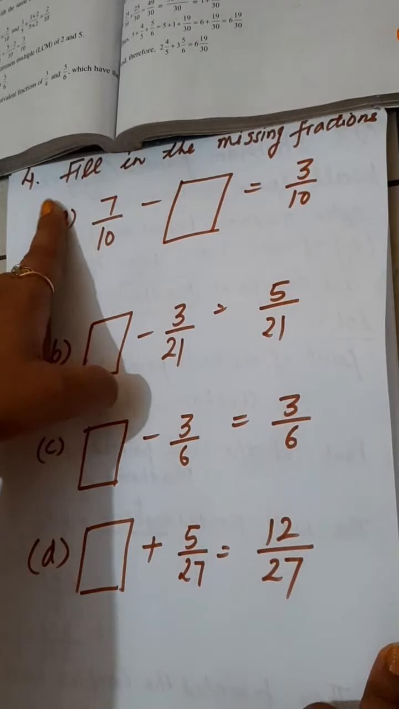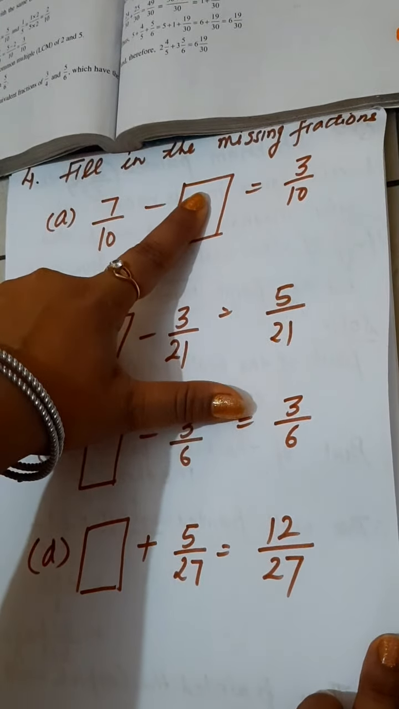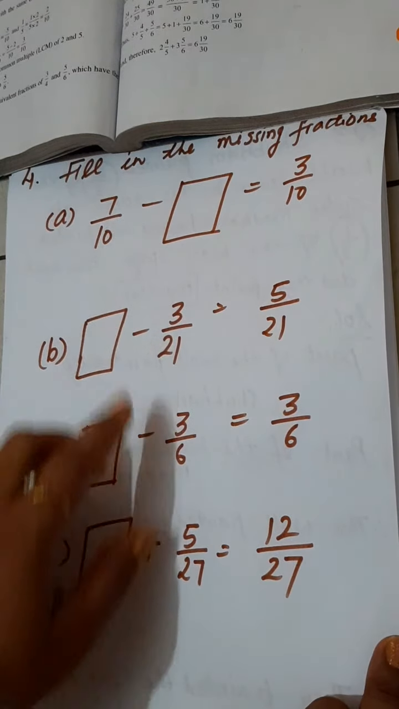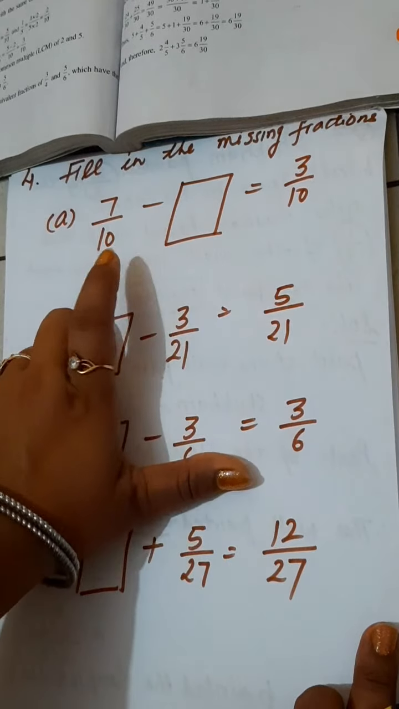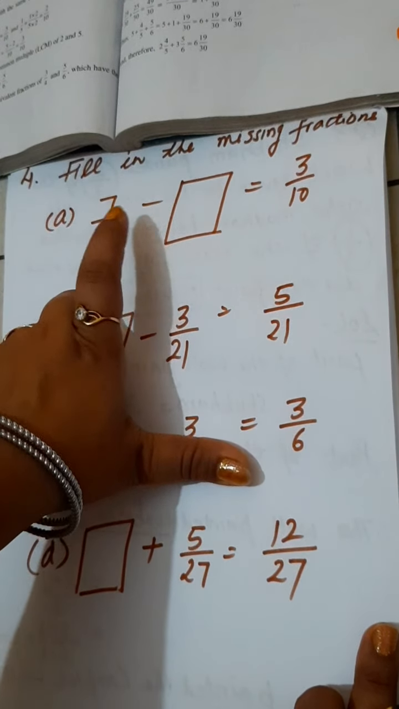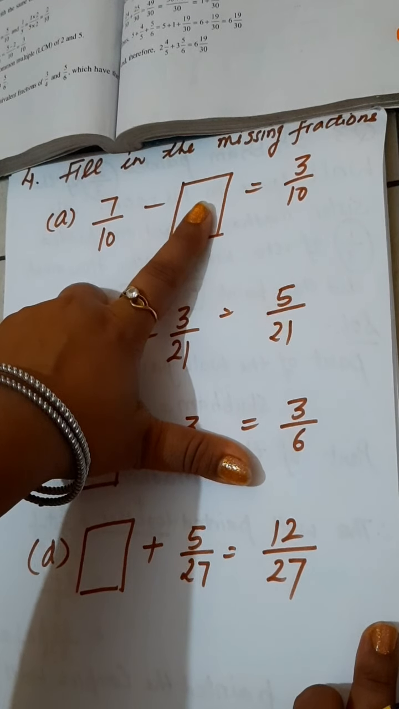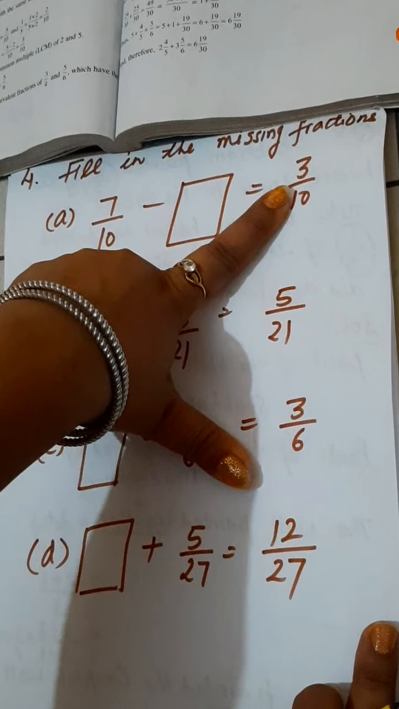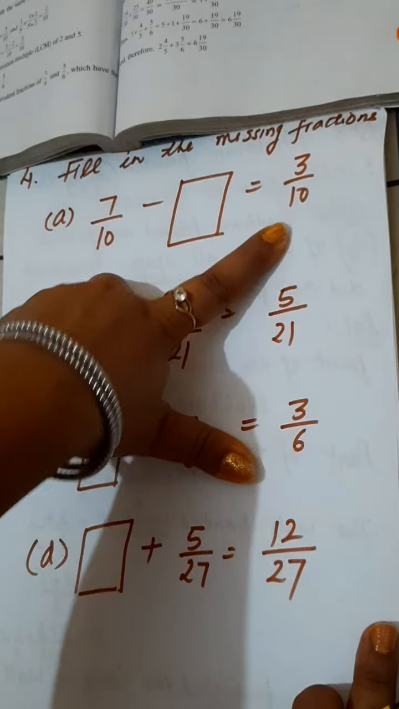Now question number 4, we have filling the missing fractions. In this we have to fill in these missing fractions, and we have 2 fractions over here. Equal sign is given to you. So here denominators are also same. So we have to find out which number I subtract over here so that I will get 3/10. Which number I subtracted from 7/10, so that I will get 3/10.